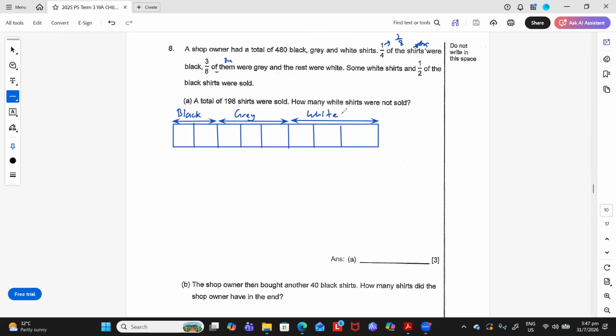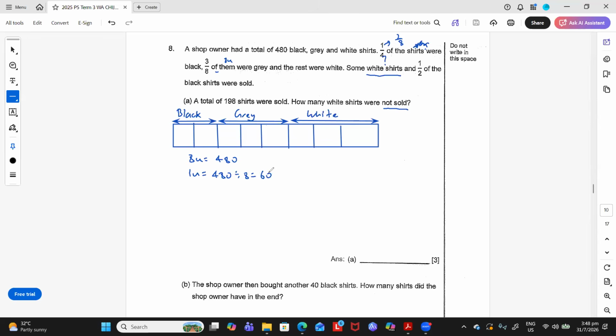Okay, so this question says some white shirts and half of the black shirts were sold. So you do not know the white shirts that were sold, but you know that half of the black shirts were sold. So part A tells you a total of 198 shirts were sold. How many white shirts were not sold? Okay, so let's write down everything first. We have 8 units, that's 480. Go find 1 unit, which is 480 divided by 8, and that is 60.